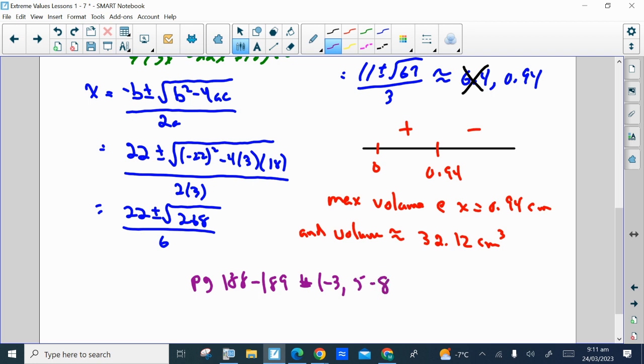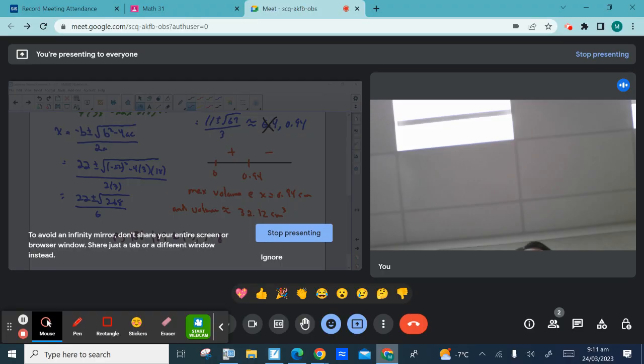So you can do questions 1 through 3 and 5 through 8 on page 188 and 189. I will post those solutions to Google Classroom. You can check your answers. We'll spend one more day looking at these on Monday, and then Tuesday we'll start curve sketching, and you guys will write your quiz on extreme values.